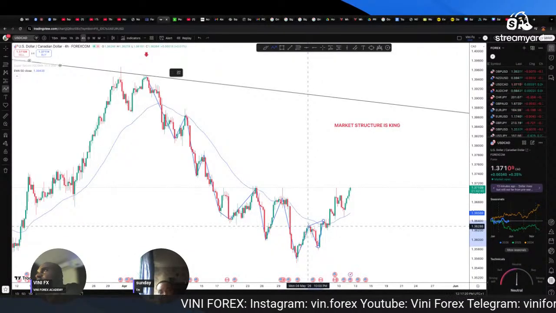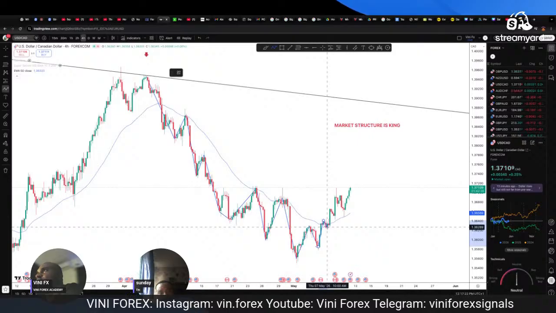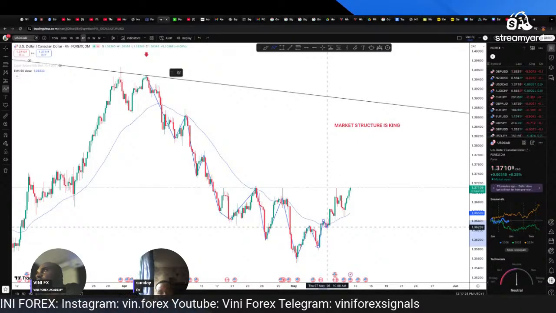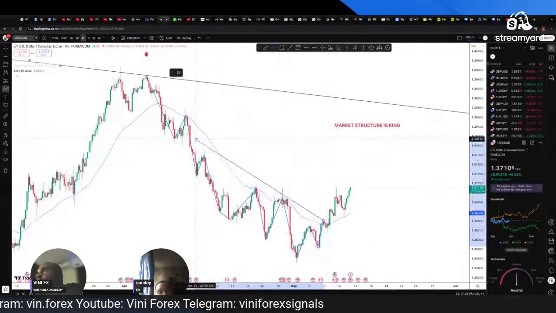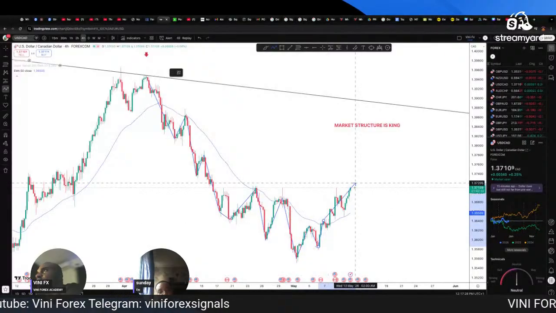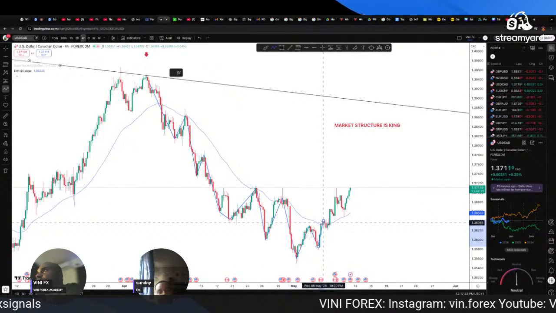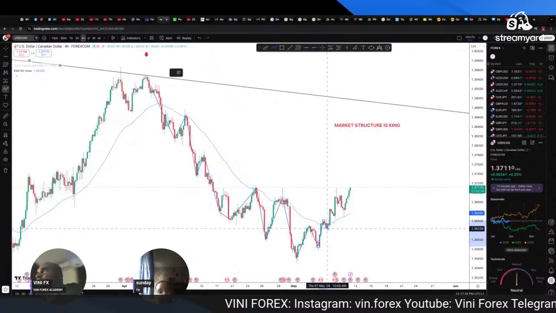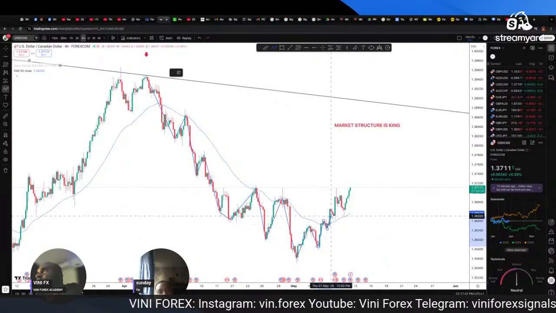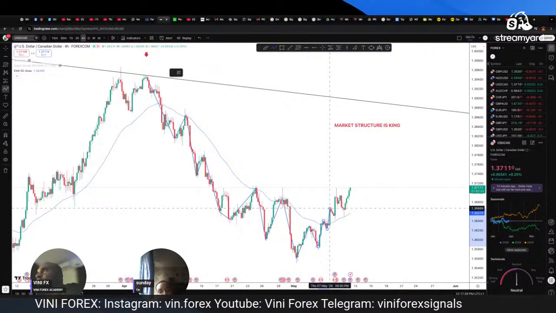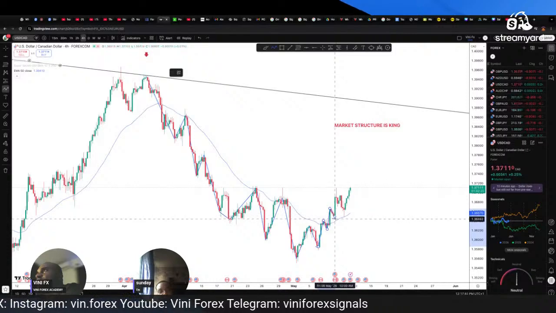Okay, so right here now, what do you see that happened? The structure has changed. The market has changed direction from a downtrend to what? To an uptrend. And now after a higher high, what do you expect in an uptrend? A higher low. And after a higher low, what do you expect? A higher high. And after a higher high, what do you expect? A higher low.